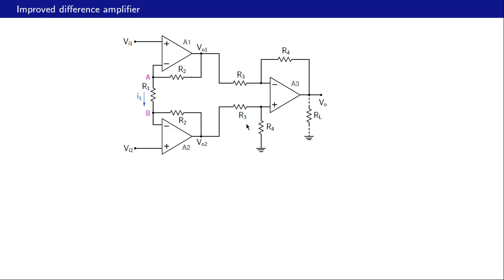And if you recall, the condition for this circuit to work as a difference amplifier was R2 by R1 equal to R4 by R3. So in this case, what it requires is R4 by R3 is equal to R4 by R3, which is of course true. So therefore this part is simply a difference amplifier, and this VO is then given by R4 by R3 times VO2 minus VO1. And now let us see what the rest of the circuit is doing.